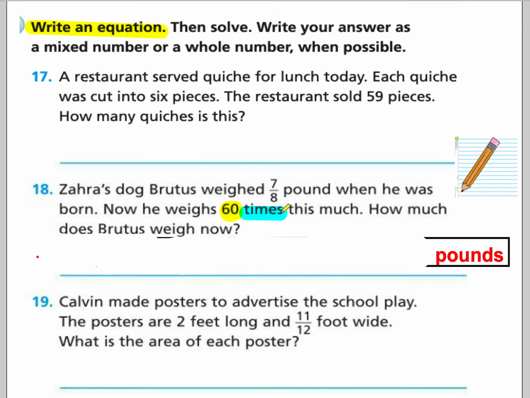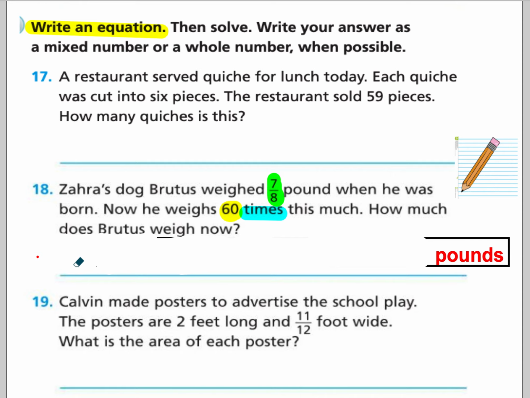Times means multiply, right? And then what are we going to multiply the whole number 60 by? 60 times what? Good, 7/8. And again, I already included the word pounds. We're going to use that as our unit. We want that unit as part of our answer. Okay, so now we know that you could write 60 times 7/8. Now the beauty of multiplication is you can commute them, and you could write 7/8 times 60. Either one's great. Okay, so let's go ahead and get to work.